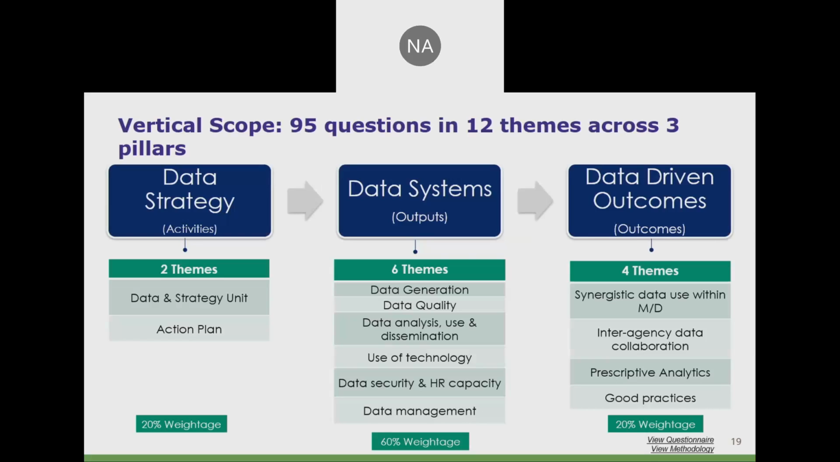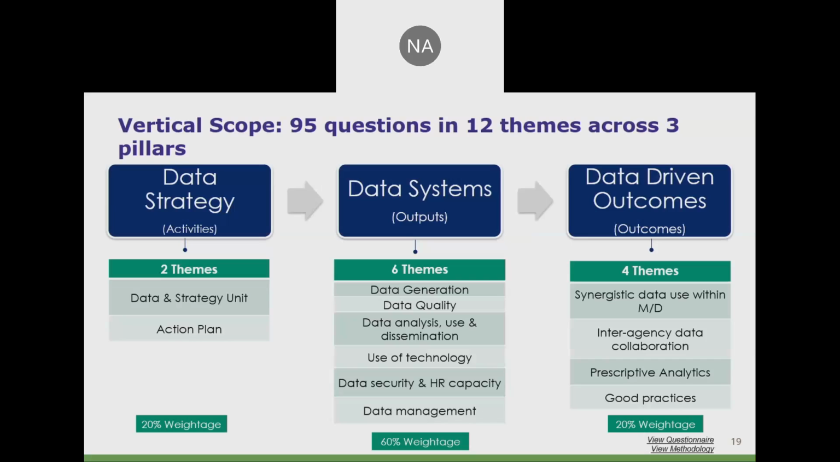So basically, after the data strategy has been laid down and the data systems have been created, they automatically will not lead to data driven outcomes. The third pillar is about the ability of the departments to use this data in a synergistic manner to drive decision making. So therefore, to cover this pillar, we had 4 main themes.